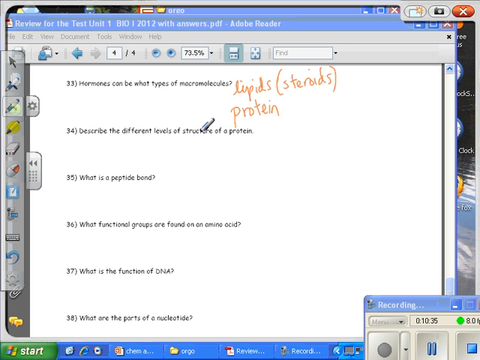Describe the difference between the levels of structure of a protein. So there's the primary, the secondary, the tertiary, and the quaternary. The primary is just amino acid to amino acid to amino acid. It's the order or the sequence of amino acids in a polypeptide or a protein. So I'm going to put order of amino acids. The secondary structure is how these things make alpha helices or beta pleated sheets, and that's caused by hydrogen bonding.